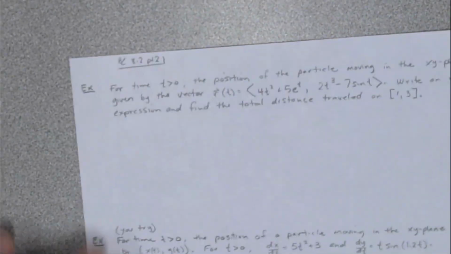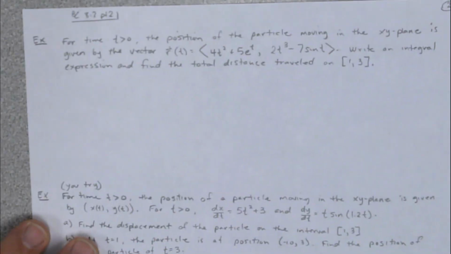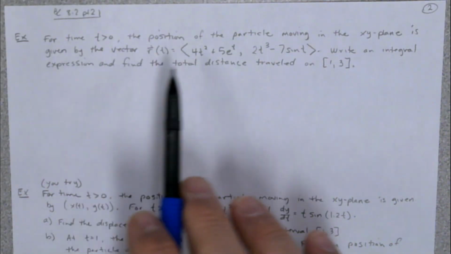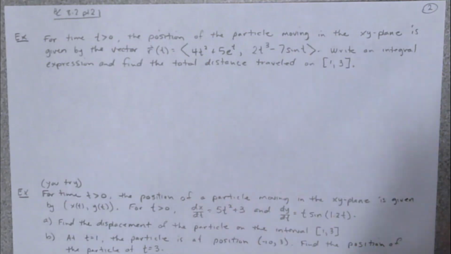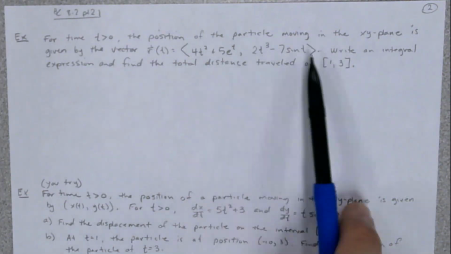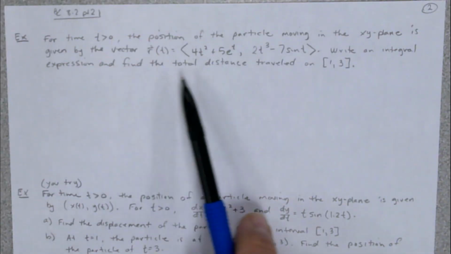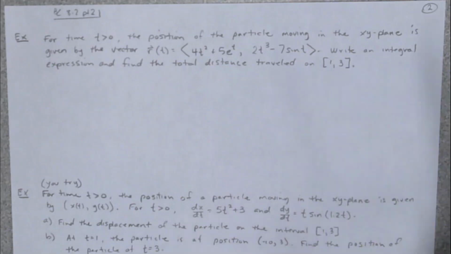So let's take a look. I have other examples. We're just running through all the different kinds of examples you might see on an AP exam that come through. So here is another one right here. Alright, so for t greater than 0, the position of the particle moving along the xy plane is given by this vector right here. Write an integral expression and find the total distance traveled on 1, 3.